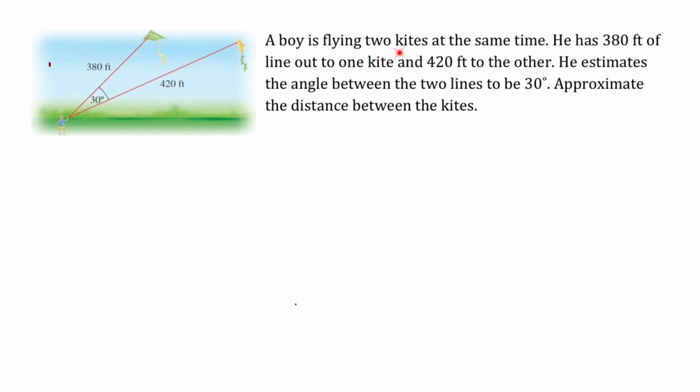A boy is flying two kites at the same time. He has a 380-foot line out on one of them and 420 feet on the other.